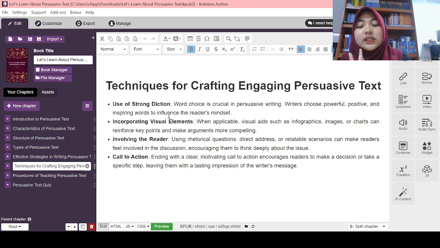And then the sixth chapter in this book is techniques of crafting and judging persuasive text. For techniques, I divided it into four groups. The first is use of strong diction. The second is incorporating visual elements. The third is involving the reader. The fourth is call to action. And then the students can read the explanation in this chapter.